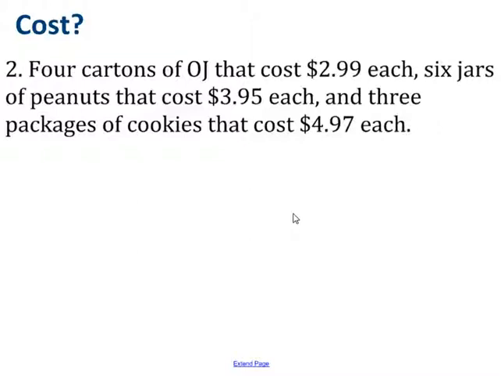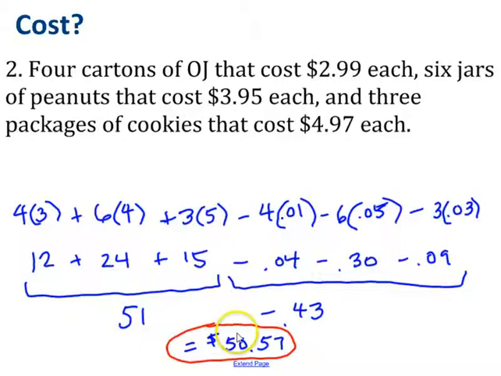Okay, I'm going to assume that you've worked this out, and here you go. The actual answer is $50.57, and let's look at why. You've got 4 of the OJs, they're almost $3. So it's 4 times 3 minus 4 times a penny. You've got 6 of the peanuts, they're almost $4. 6 times 4, but they're 5 cents off, minus 6 times a nickel.